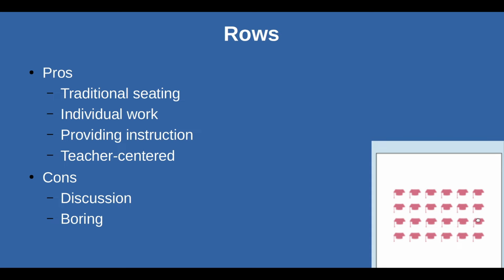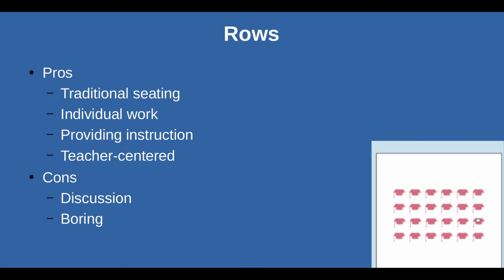Rows are also beneficial because it's a platform for providing teacher-centered instruction, which is my last bullet there. All the eyes are on you, hopefully, and you are able to provide the students with information or knowledge that they need, either in terms of content or directions to complete a task. So often you might start your class in rows to provide instruction, and then after you provide the students with the instructions that they need to be successful, you can break them into another style of seating in order to accomplish the task.